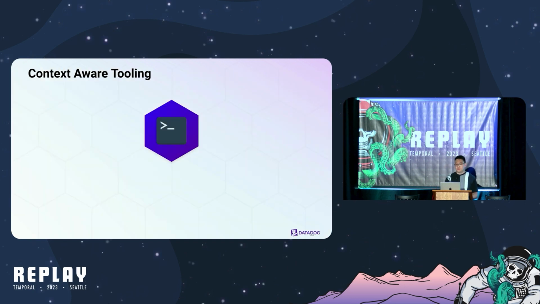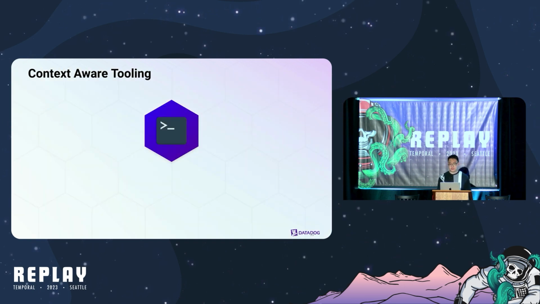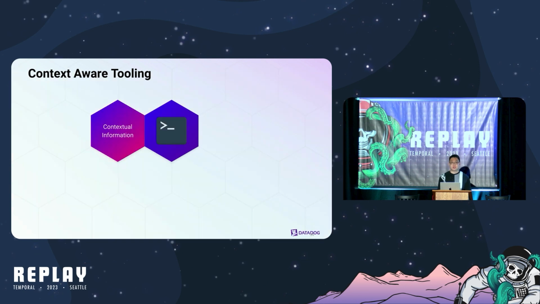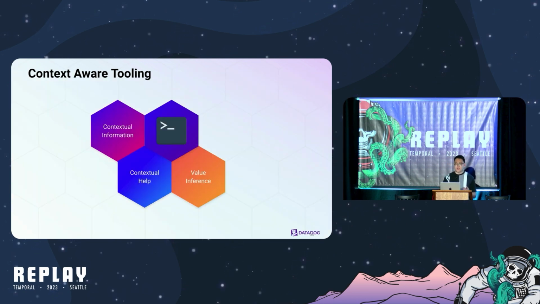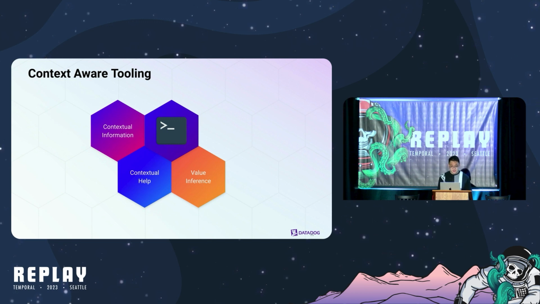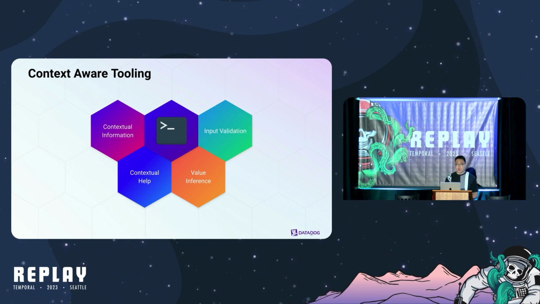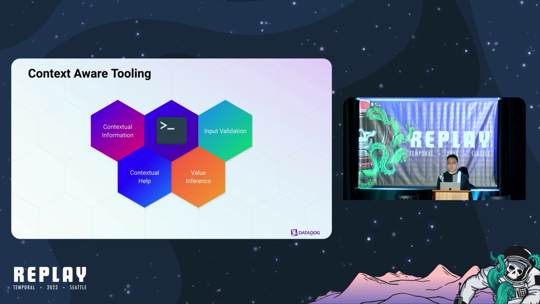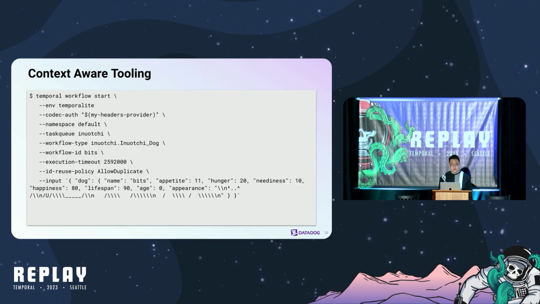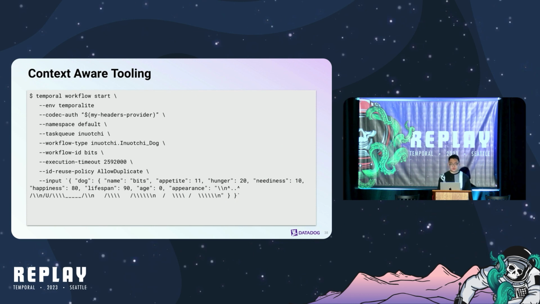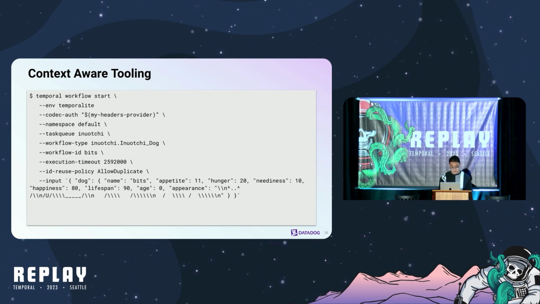So what we ended up building to address this was a universal Temporal CLI tool, which leveraged contextual information to provide contextual help to the user, infer values based on available information, and validate user input, all without being directly tied to the implementation of any specific worker.